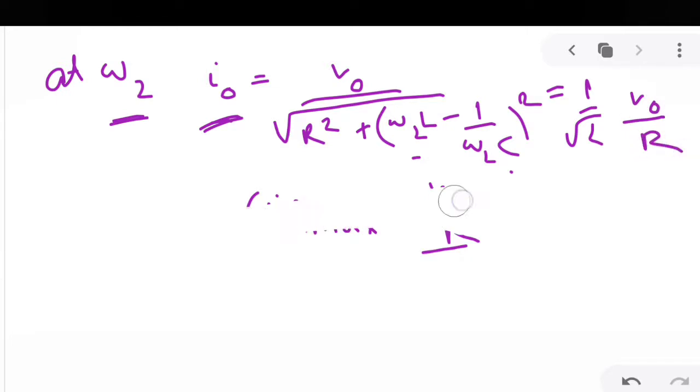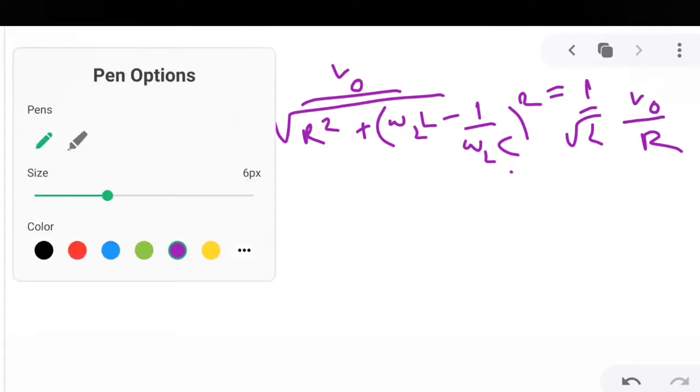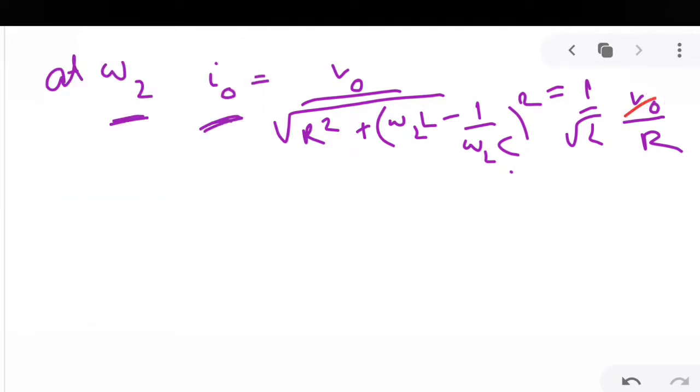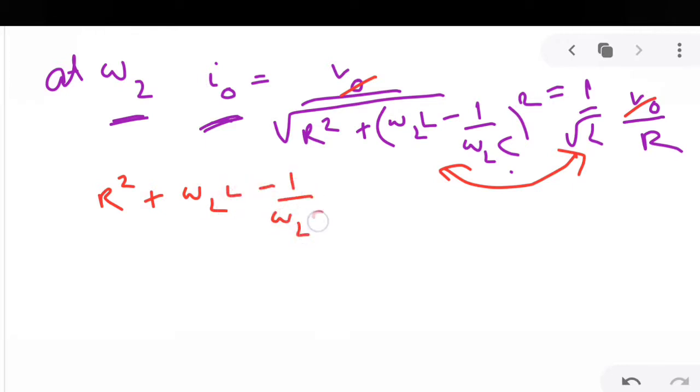Now we can cancel this V naught term, and if we equate these two by taking the square on both sides, this becomes R square plus (omega 2 L minus 1 by omega 2 C) square is equal to, squaring this, 2R square.